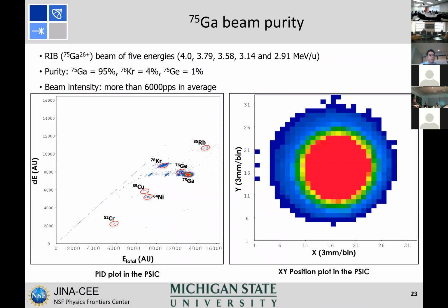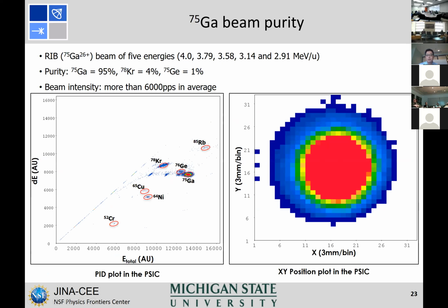And this is a preliminary result. The beam purity of gallium-75 was very good. We had 95% gallium-75 and the remaining 5% was contamination. The left plot shows the energy PID plot in the ion counter, and you can see the red spot of gallium-75 and the rest of the stuff here. Also, the beam intensity was more than 6,000 particles per second on average, which was very high intensity, what we requested. So it was very good.